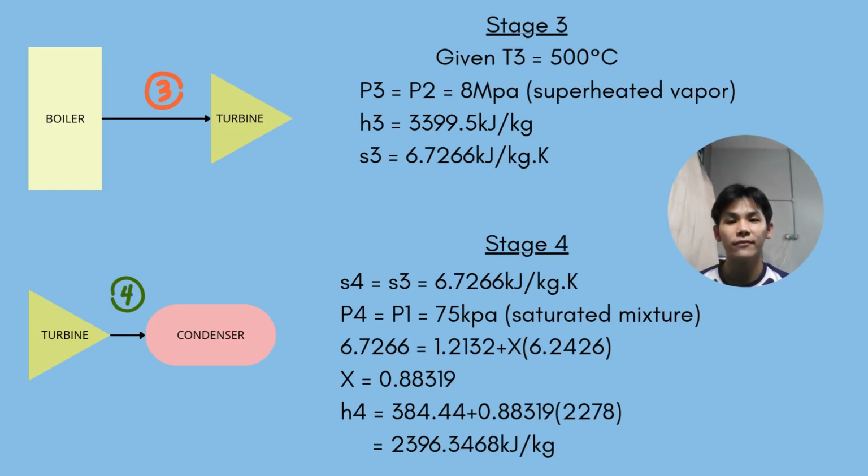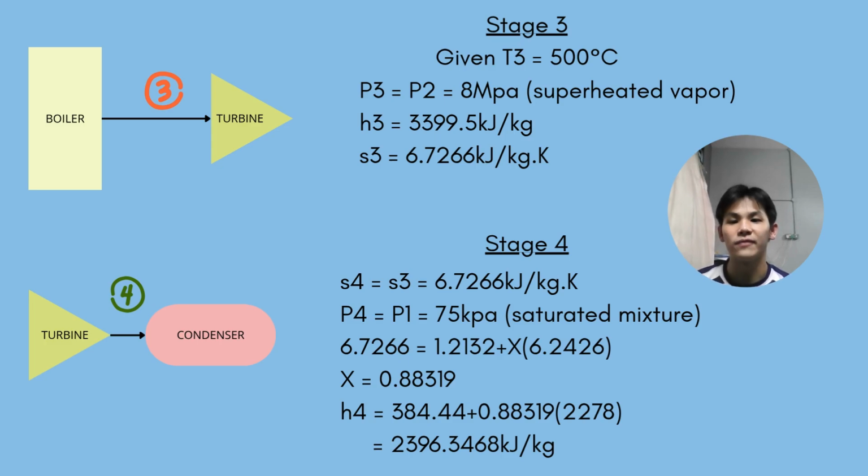In stage 3, which is from the boiler to the turbine, it's given that the temperature is 500 degrees Celsius, and we know that the pressure in stage 3 is equal to the pressure in stage 2, which is 8 megapascal. Thus, we can know that stage 3 is in a superheated vapor state. And according to table A6, we can obtain the values of enthalpy and entropy in stage 3.